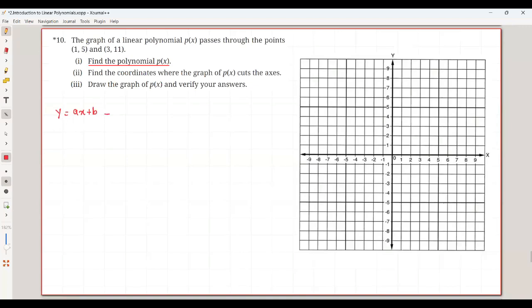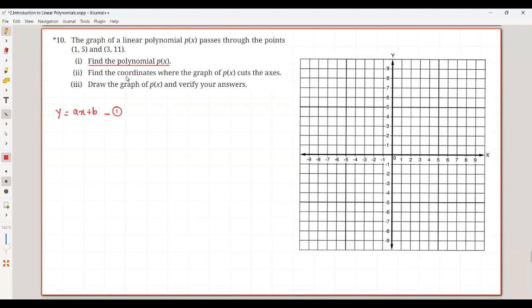I'm taking this as the first equation. In this, we'll substitute (1, 5). Next, we'll substitute (3, 11). We'll be getting two equations. We have to solve the two equations and find out what A and B are. After finding A and B, we substitute them in this equation, so that will be our required polynomial.